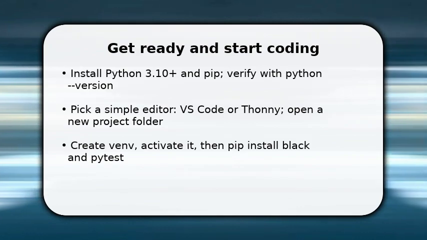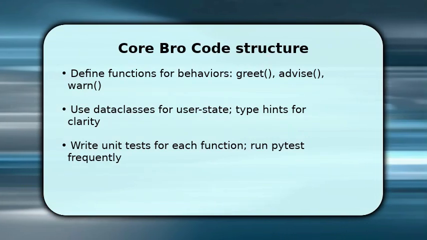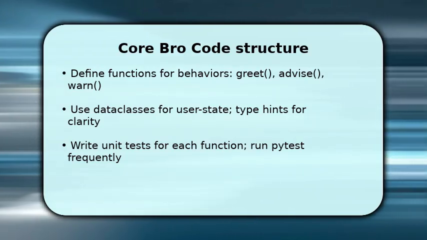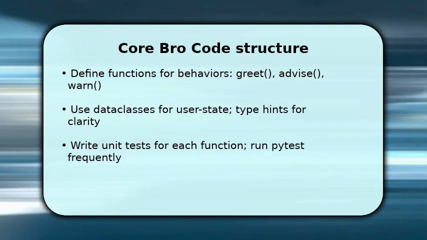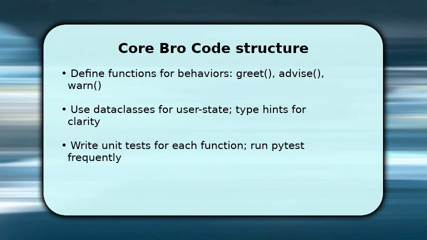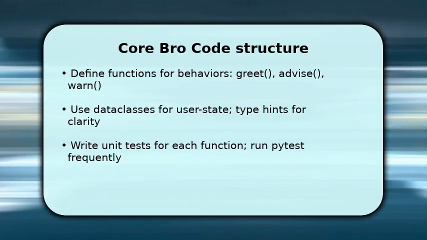You now design the core. Break bro code into small functions such as greet, advise, and warn so each does one job. Use data classes to store user state and include type hints to make code self-documenting. This helps when you return later. Once you implement logic, add unit tests for every function and run Pytest often to catch regressions. As you code, refactor duplicated logic into helpers and apply Black formatting so the project stays readable and consistent.